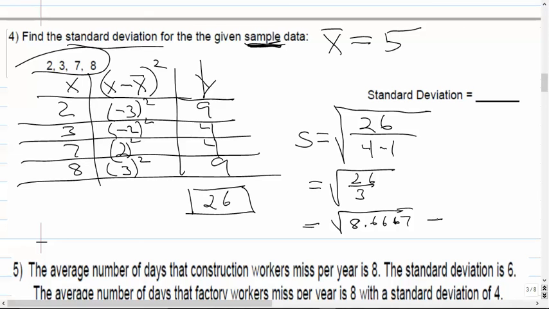And then when you actually take the square root of that, you come out with 2.944. Again, if you round it to 2 places, it would be 2.94. And there is your answer for this particular problem.